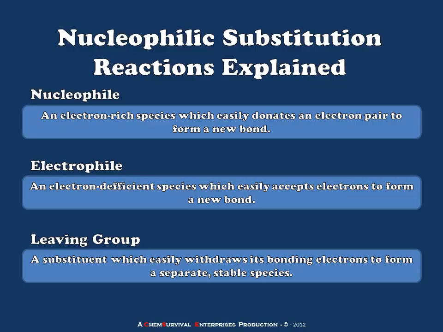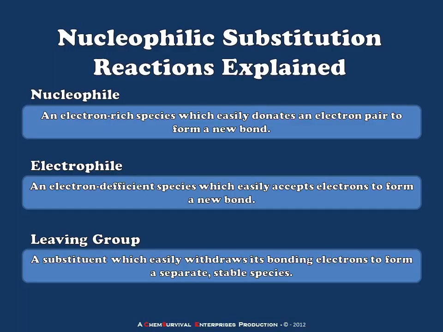So a leaving group would be any substituent on a molecule which easily is removed by the withdrawal of its bonding electrons to form a separate stable species. So leaving groups would be characterized by any type of group which will tolerate the acceptance of these electrons and the formation of a negative charge within that particular group as it is departing from the rest of the molecule.